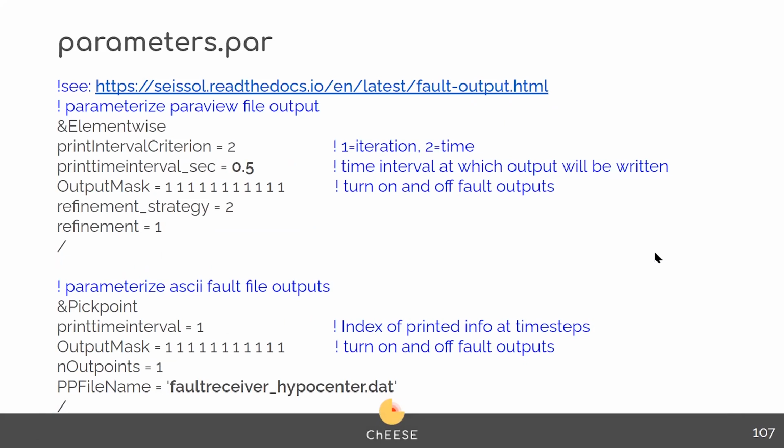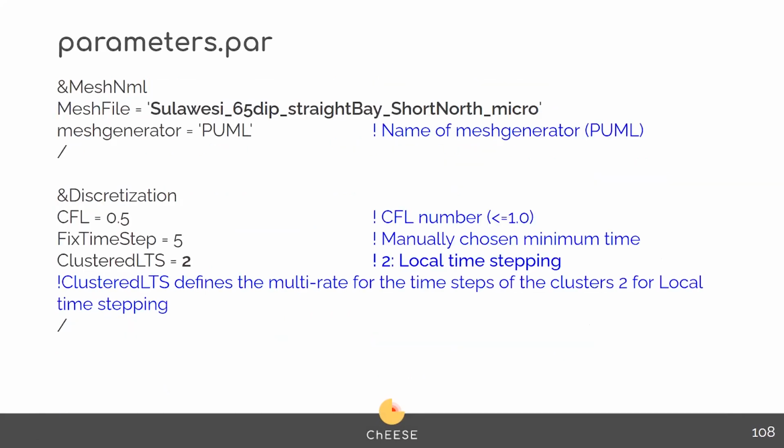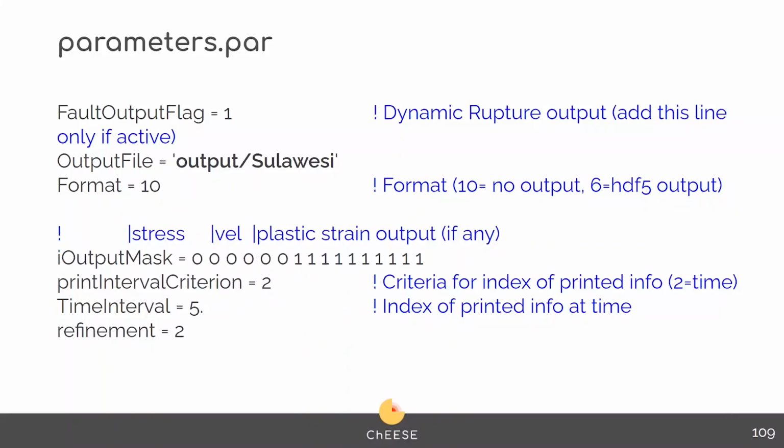Then our mesh file. In this case, we will not create the mesh. The mesh is already created with PUML, and it is inside the folder where you will run it. It is the Sulawesi 65 dip straight A, short north micro mesh file. We use local time stepping again, and the output will be written to output Sulawesi.